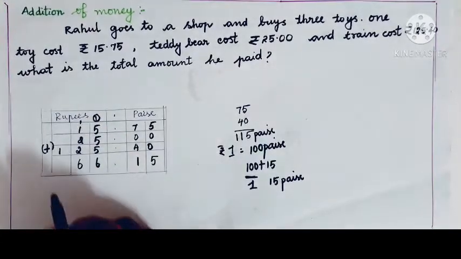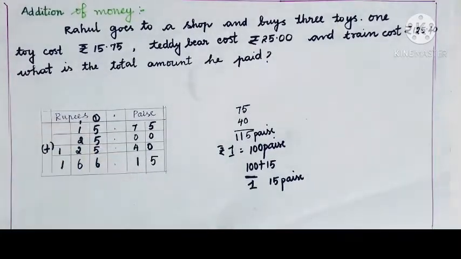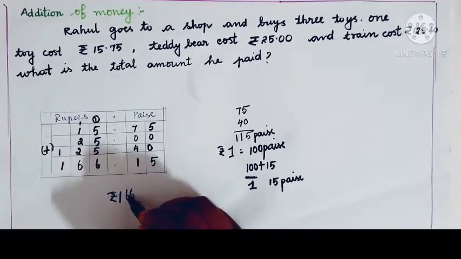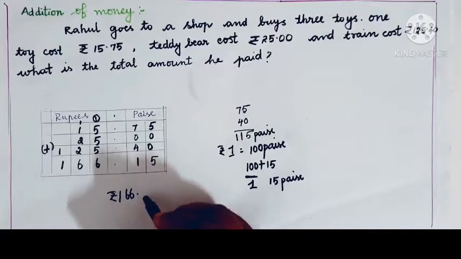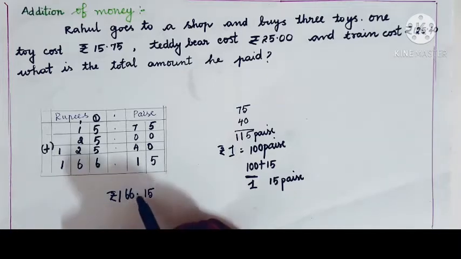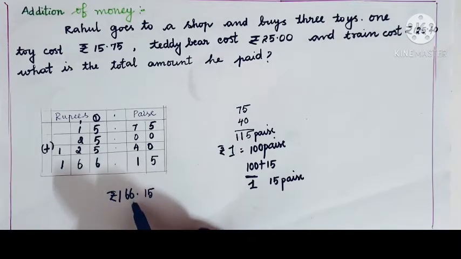And you can write it as such. So rupees 166, put the dot, 15 pies. How will you read? Rupees 166 and 15 pies. So the digits after the dot are all pies. The ones before are rupees. Is it clear?